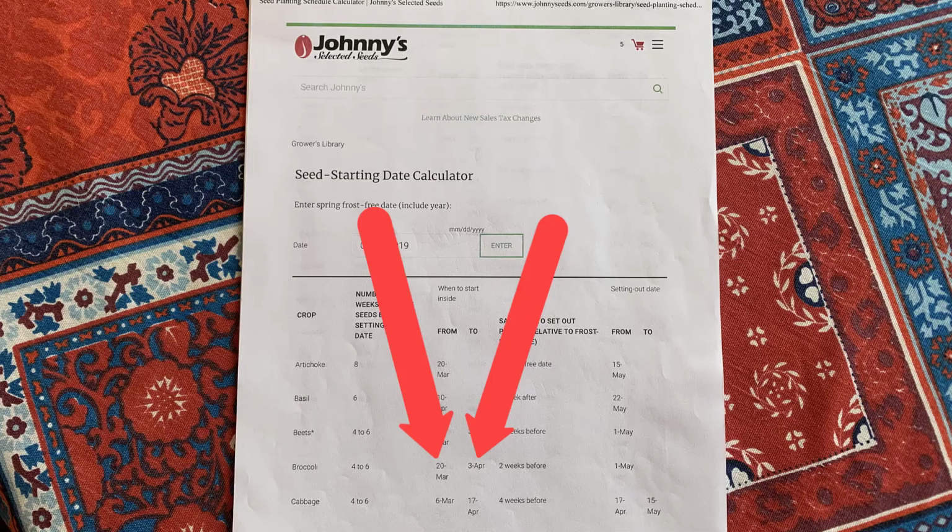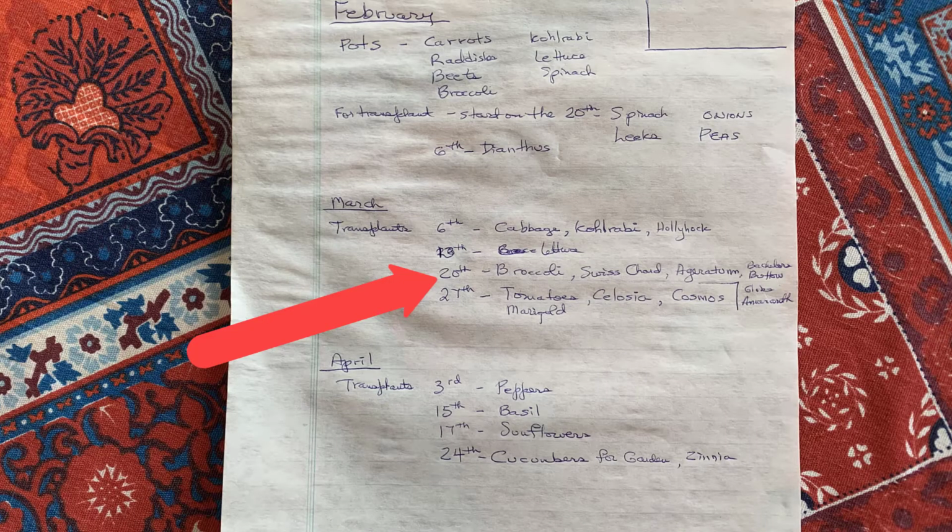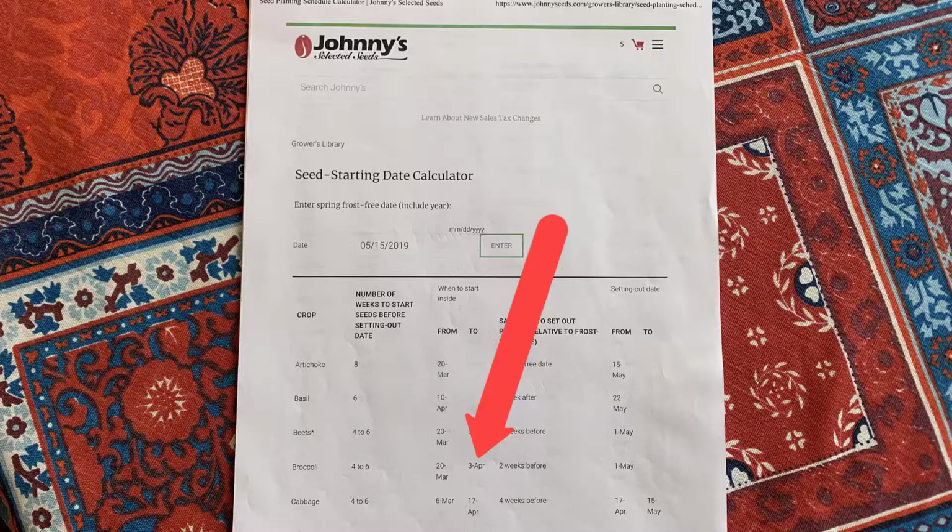So for instance, for broccoli, it says that they recommend you start your seeds inside on the 20th of March. So under March, I would write 20, and then I would write broccoli. Now, the latest they recommend you start them is the 3rd of April. That's because it's going to get warm.